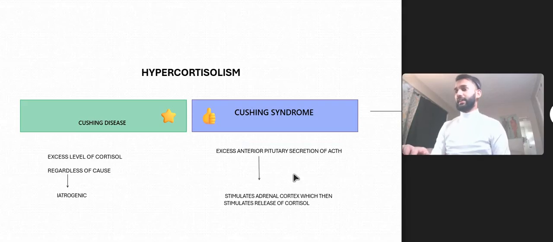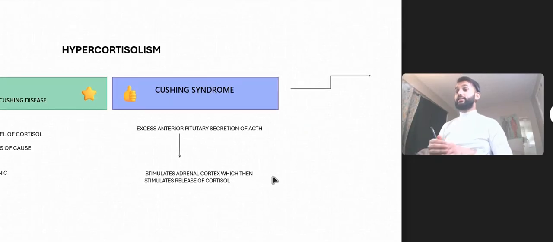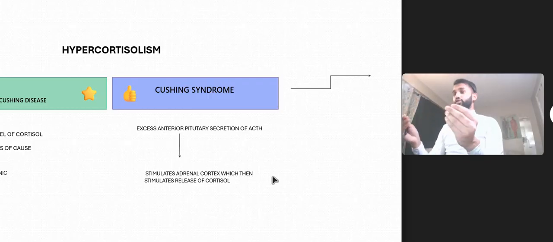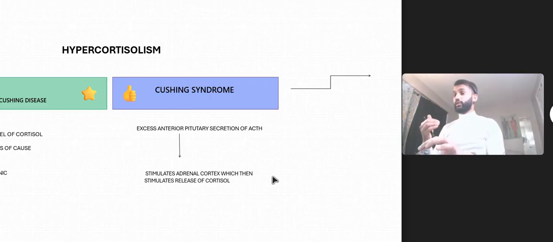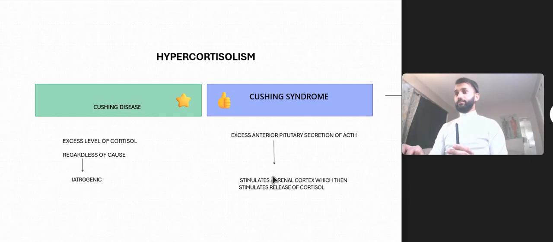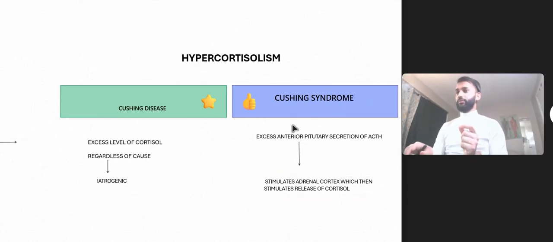Now, Cushing disease includes the excess anterior pituitary secretion of adrenocorticotropic hormone, which is your ACTH. It stimulates the adrenal cortex to produce more and more cortisol. We just said the adrenal cortex is the outer layer and produces three main hormones, one of which is cortisol. If your anterior pituitary keeps telling the adrenal cortex to produce more and more, it will stimulate more release of cortisol. Regardless of how it happens, both will have the end result of too much cortisol in the blood.